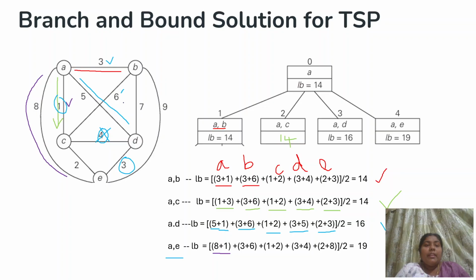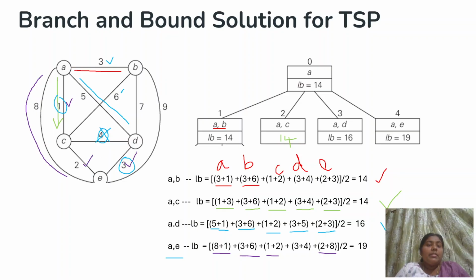And next was B, 3 as well as 6 are selected. Next was D, because A to E is selected. For C, we are just choosing the two smallest, 1 as well as 2. For D, I am just selecting 3 as well as 4. And for E, the smallest ones are 2 as well as 3 only.